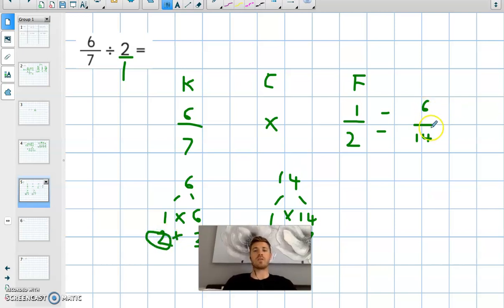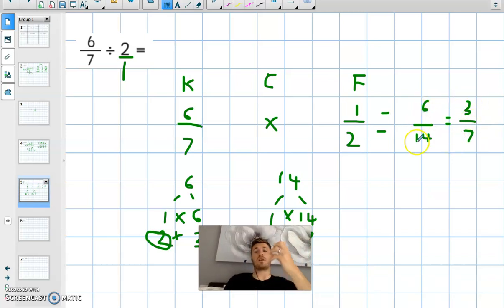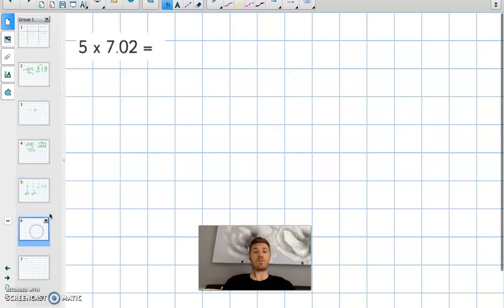So then we need to divide the top and the bottom by 2. So 6 divided by 2 is 3. And then 14 divided by 2 is 7. So 3 over 7 is equivalent to 6 over 14. That's how you simplify those fractions.